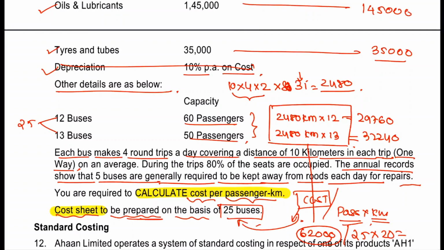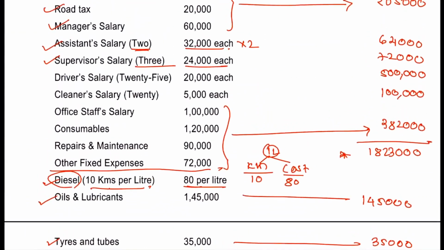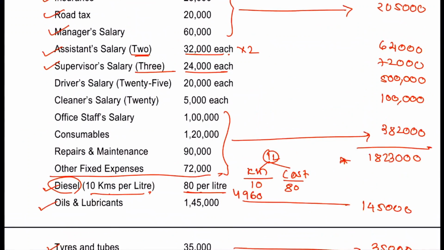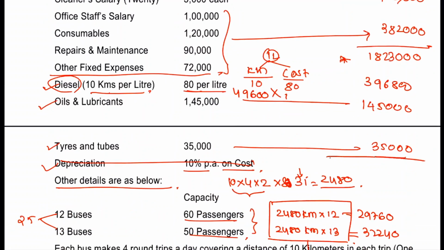62,000 divided by 25 to 20 कितना? 1 lakh, sorry, 49,600. हाँ, ओके. सो वंस इट इज 49,600, कैन बी समझा तुमको ये क्या किया? 20 बस. हाँ, तो 49,600 इंटू 80 डिवाइडेड बाई 10, 396,800. जस्ट टेक दिस टोटल. नाउ यहां से स्टार्ट करेंगे टोटल लेना.